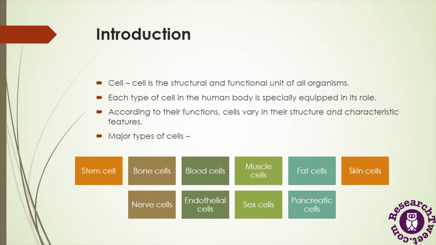There are some major types of cells in our body, which are stem cells, bone cells, blood cells, muscle cells, fat cells, skin cells, nerve cells, endothelial cells, sex cells, which are also called gametes or eggs, and pancreatic cells. In this video lecture, we are going to discuss the type of cell called the stem cell, and we will learn about stem cells in detail.